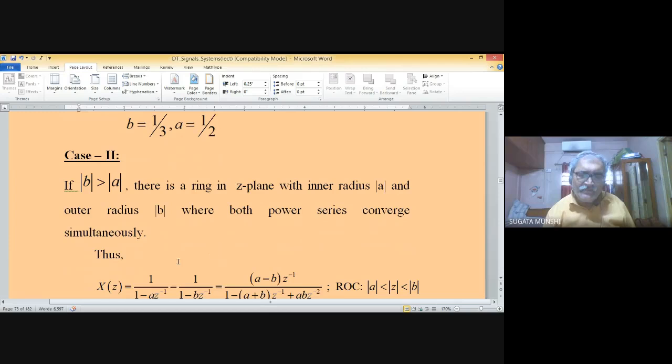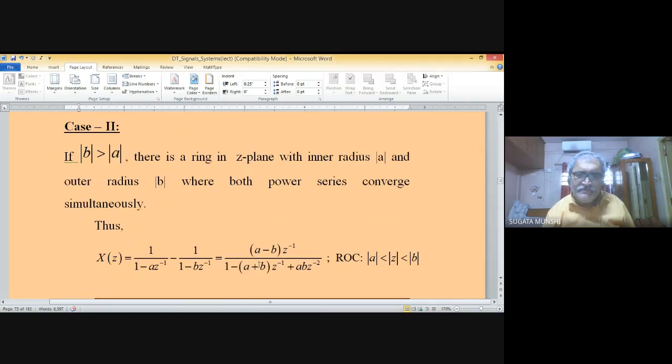Therefore, in such a case, X(z) will be the summation of these two terms. So that will give rise to (a minus b) z to the power minus 1 divided by 1 minus (a plus b) z to the power minus 1 plus ab z to the power minus 2. And here the ROC will be magnitude of a less than magnitude of z less than magnitude of b.